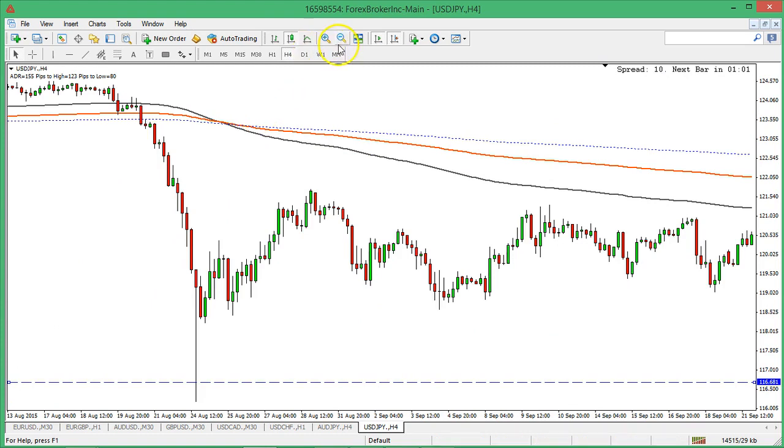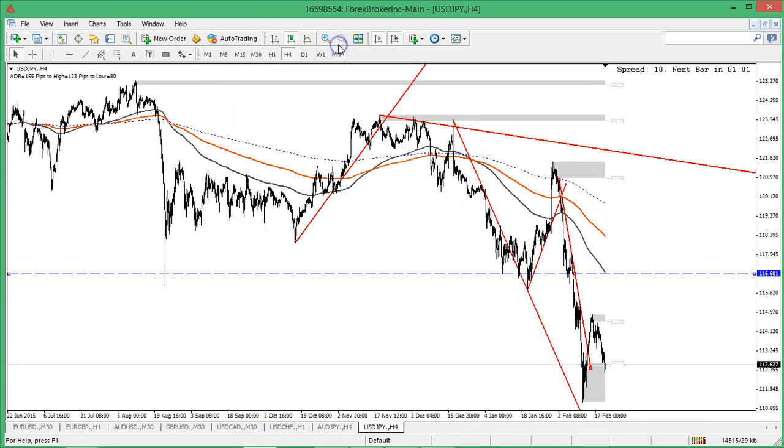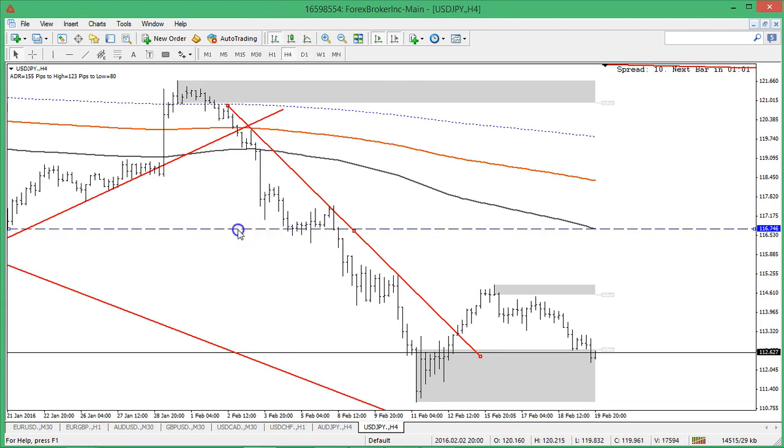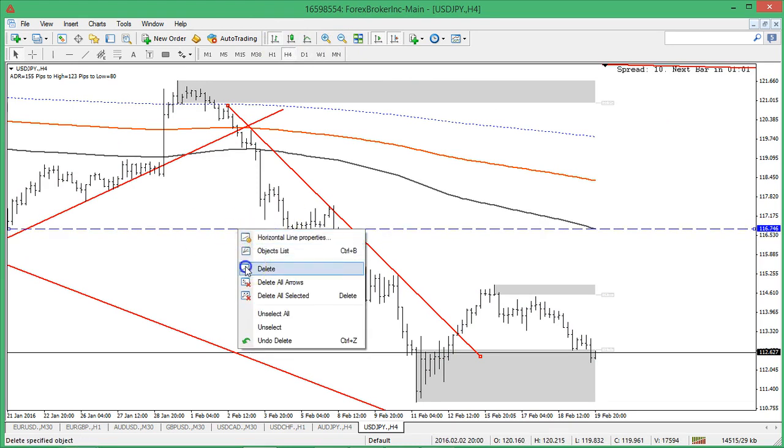So on the 1-hour and the H4 chart, that's how you're going to be drawing your trend lines. If you're having trouble, just go to the bar chart, and you'll be able to draw your trend lines from there as well.